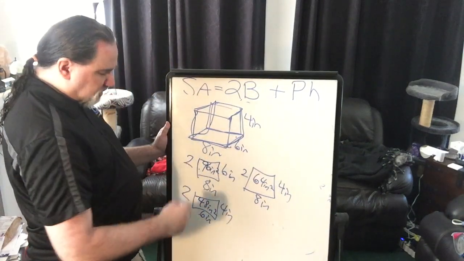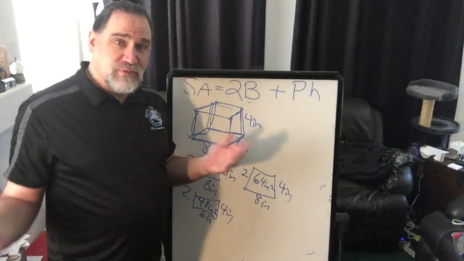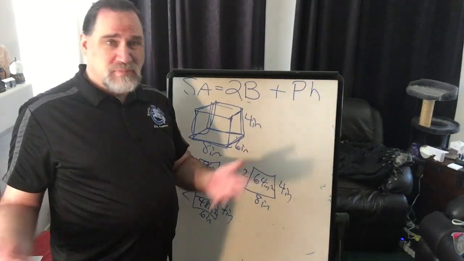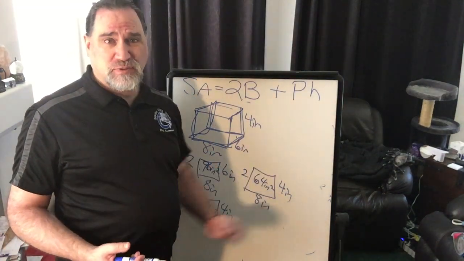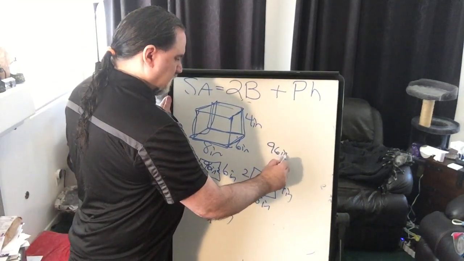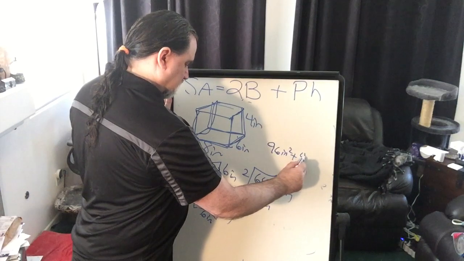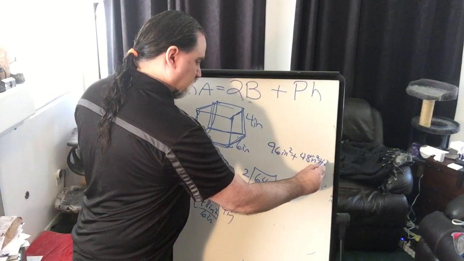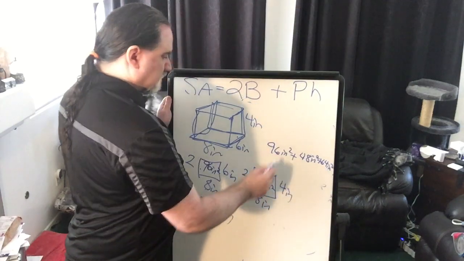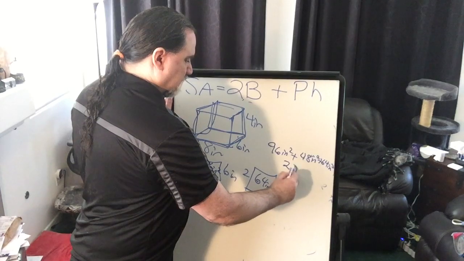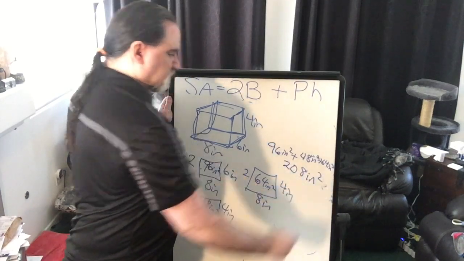And if we add that all up, because that's all it is. When you find the surface area, you're finding the area of all the sides. So there are 6 of them. I'm finding 6 sides, 2 of each, 2 of these, 2 of these. So it would be 96 inches squared plus 48 inches squared plus 64 inches squared. 96 plus 64 is 160, so 208 inches squared.